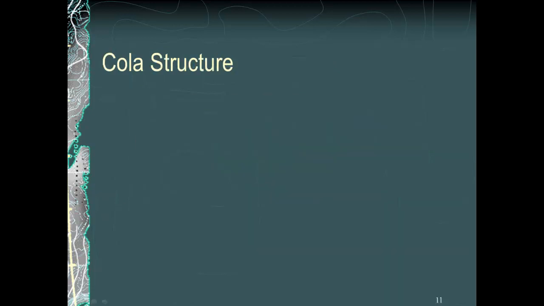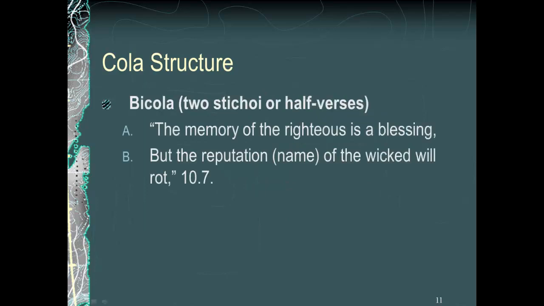And now let's talk about kola structure. Some verses, such as verse 7 of chapter 10, consist of 2 parts, and we've seen this in some previous examples. We call this a bi-kola structure. The first colon reads, "The memory of the righteous is a blessing." The second colon reads, "But the name of the wicked will rot." This is bi-kola because it consists of 2 kola, or 2 stikoi, sometimes referred to as 2 half verses.